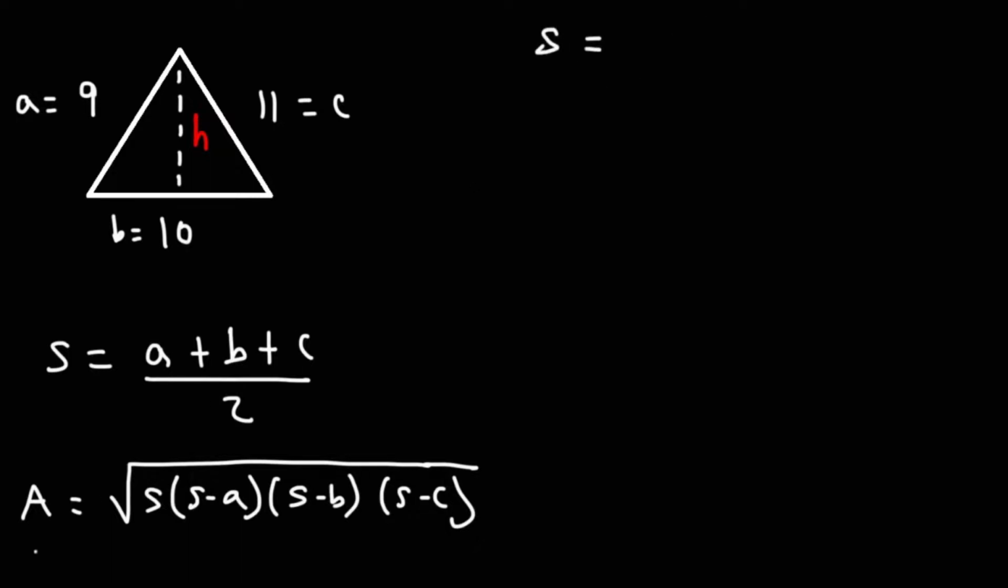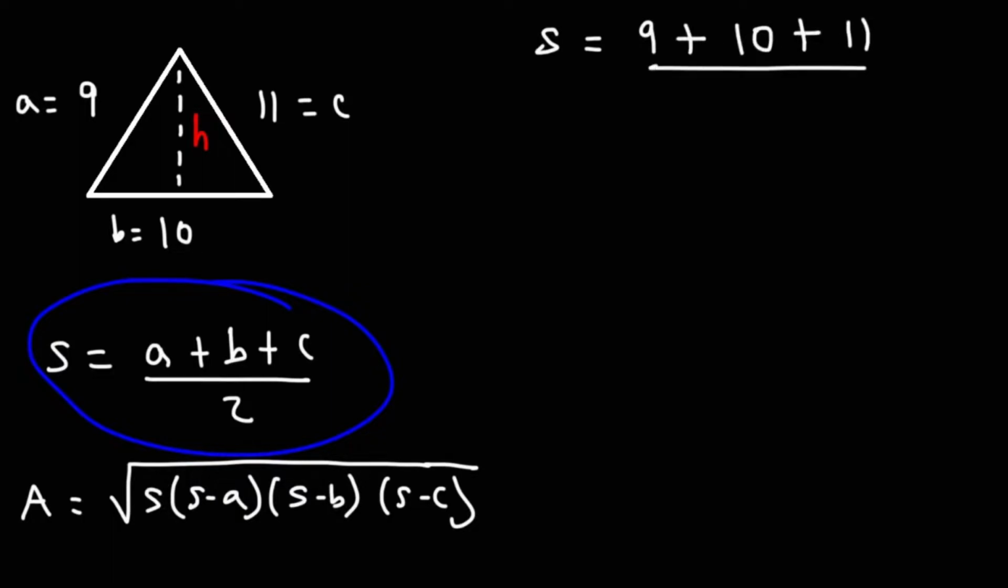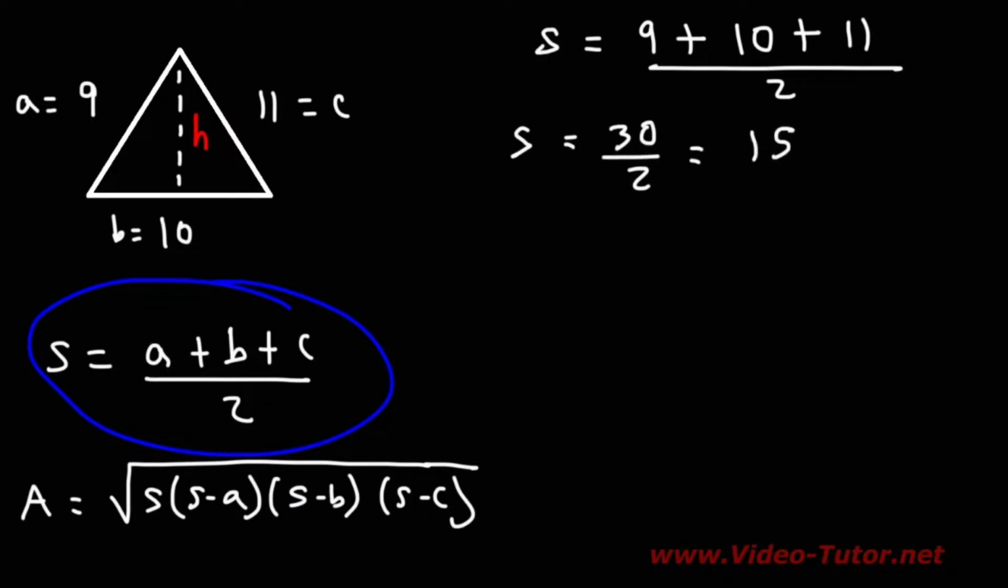So let's start with the first formula. Let's calculate S. So it's A, which is 9, plus B, that's 10, and then plus C, that's 11. 9 plus 10 is 19. 19 plus 11 is 30. And 30 divided by 2 is 15. So now we have the value of S.